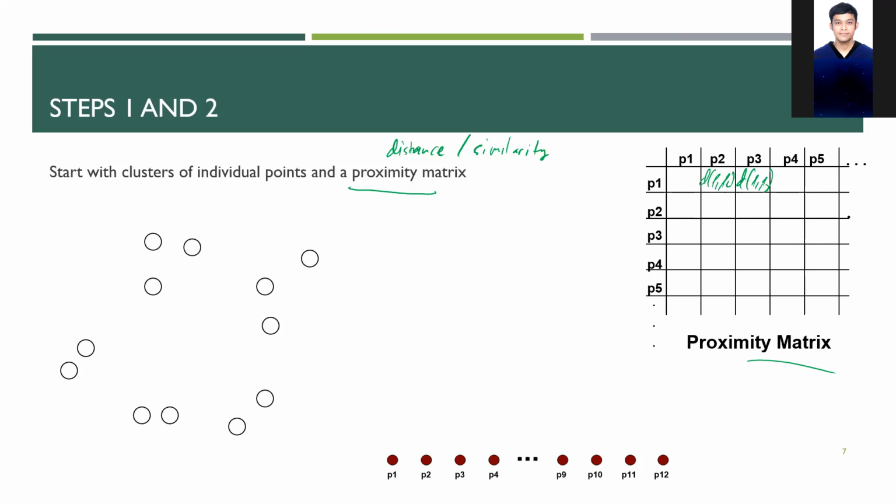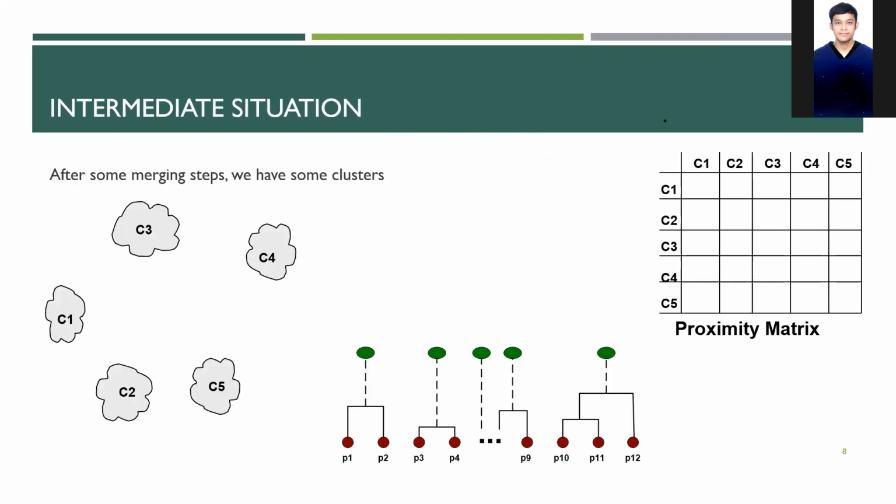Okay. We start with clusters of individual points and a proximity matrix. So we start from this, and then we will merge the two data points which have the smallest distance, because we use distance here.